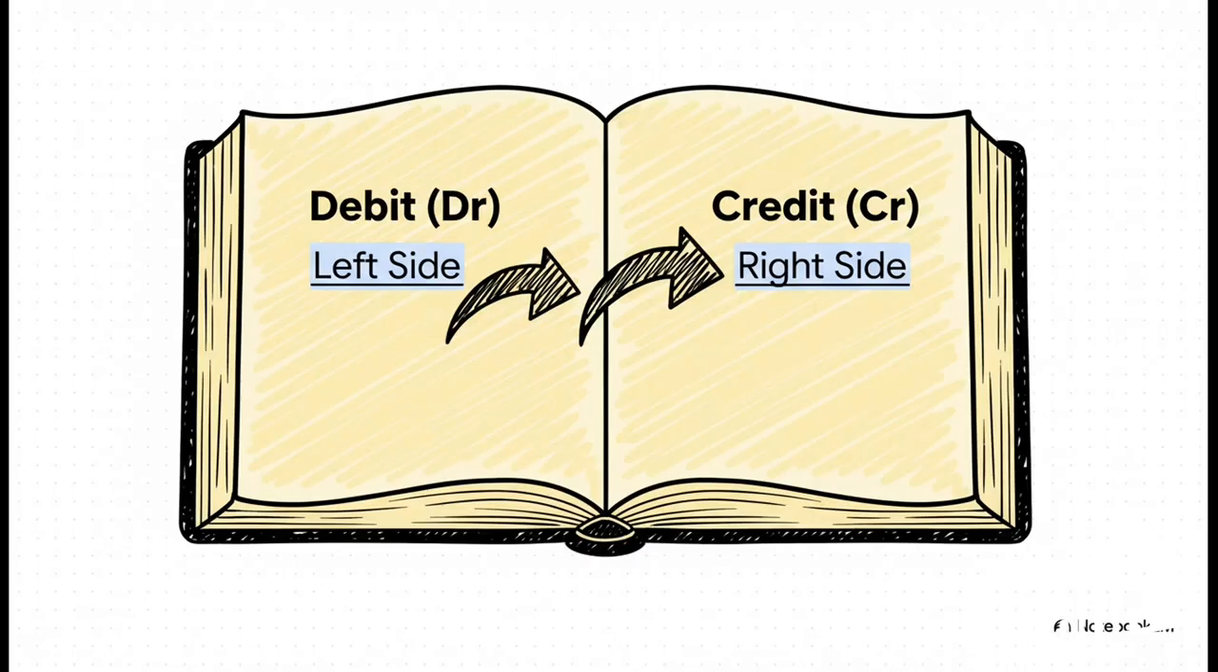So, what do they mean then? Well, it's almost shockingly simple. Debit just means left, and credit just means right. That's it. Seriously. Think about an old accounting ledger book, right? It's got a left column and a right column. Debit is the left side, credit is the right side. We're literally just deciding which column to put a number in.